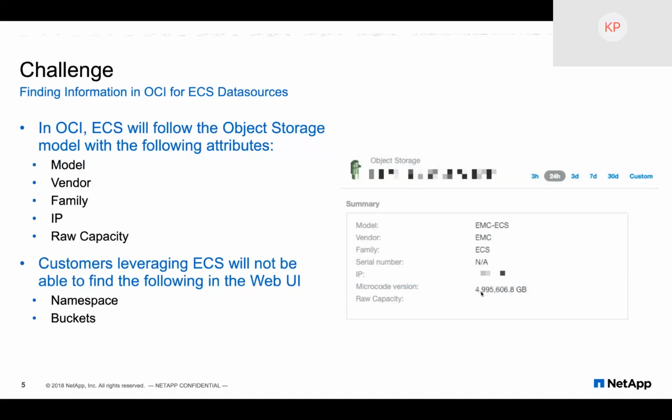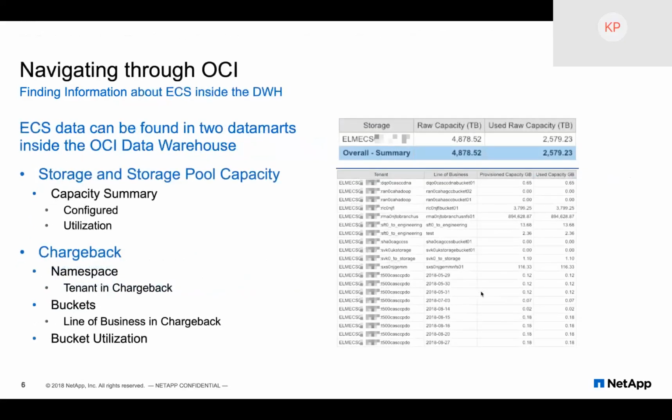How does that present a challenge for you? A lot of you may or may not be familiar with where the data is located inside the data warehouse. So we're going to be walking through a couple of examples of where you can find that data. Inside the data warehouse, you can find it under two different data marts. The information you just saw inside the web UI can be found inside the storage pool. But the information that you care about, the one you saw from Viper SRM, is inside what we call the chargeback data mart.